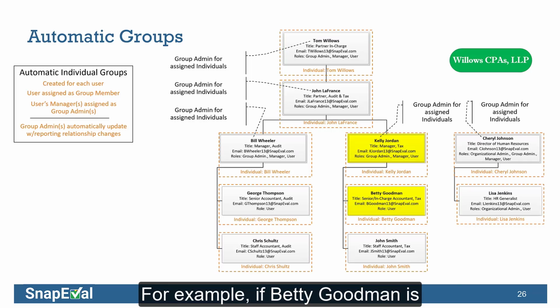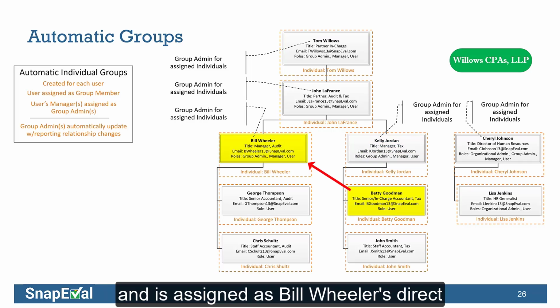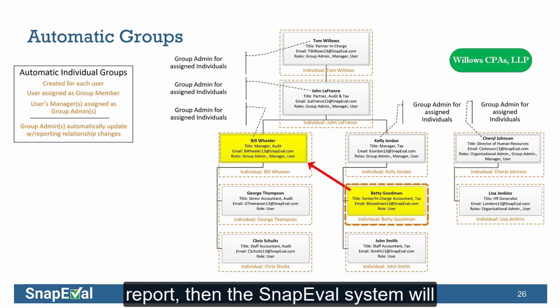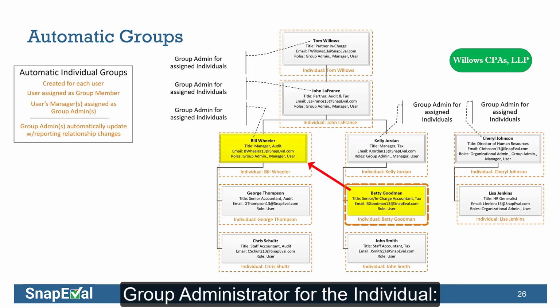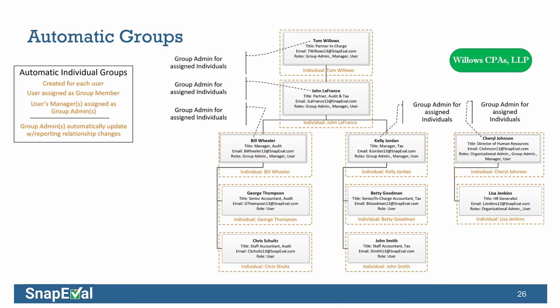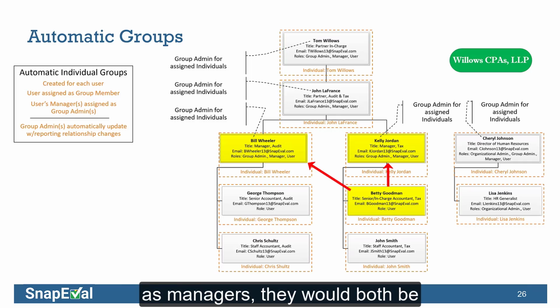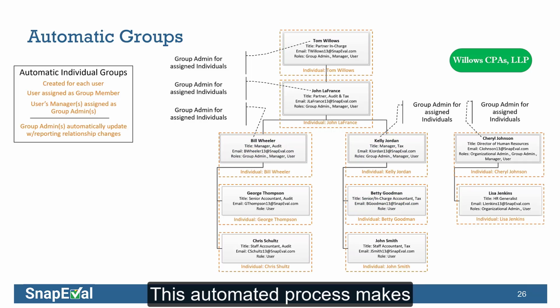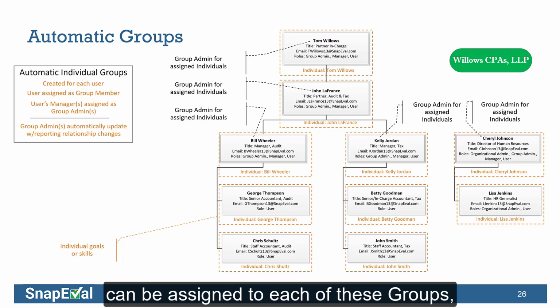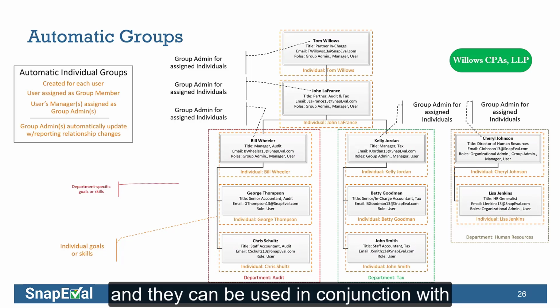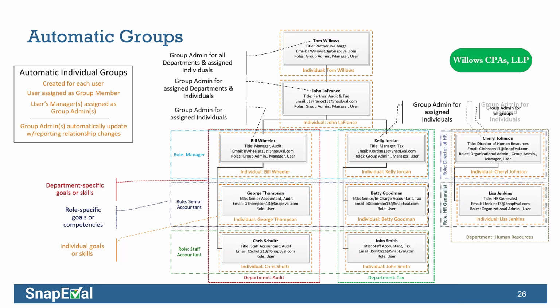For example, if Betty Goodman is unassigned as Kelly Jordan's direct report and is assigned as Bill Wheeler's direct report, then the SnapEval system will automatically unassign Kelly Jordan as a group administrator for the individual Betty Goodman group and assign Bill Wheeler as a group administrator for the individual Betty Goodman group. If Betty had both Kelly and Bill as managers, they would both be assigned as group administrators for her individual group. This automated process makes administration much easier for organization administrators. Of course, individual goals or skills can be assigned to each of these groups, and they can be used in conjunction with the groups that we've already introduced.